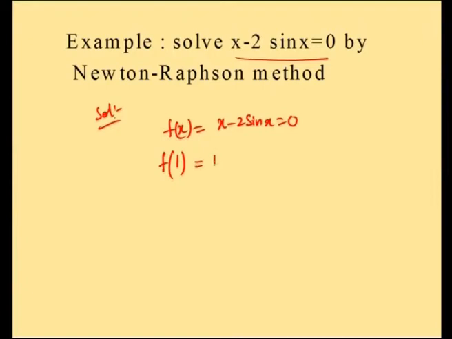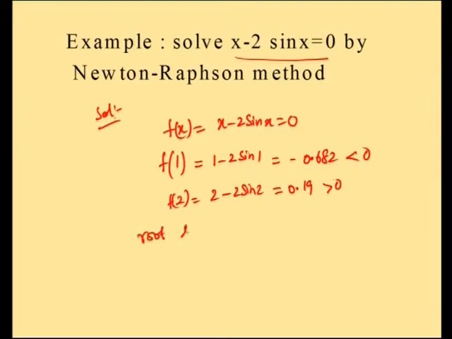So, f of 1 is 1 minus 2 sin 1, and this is equal to minus 0.682, which is less than 0, negative, and f of 2 is equal to 2 minus 2 sin 2, and this is equal to 0.19, which is positive. Therefore, the root lies between 1 and 2. To be closer, we will also find f of 1.5.